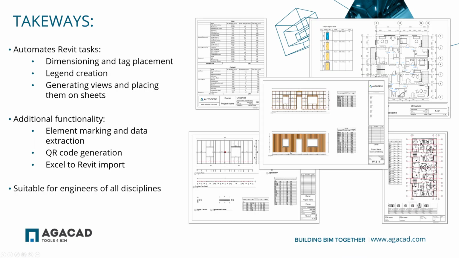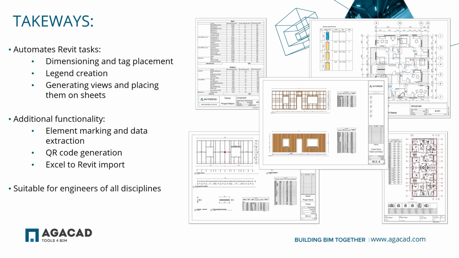So, some takeaways from today's webinar. Smart documentation can cut the time required to properly document the Revit model by automating the fundamental annotation features of Revit: dimensions, tags, legends, views, and sheets. And with this software, I can document my MEP project of this size in 15 minutes, which would take me about a couple of hours in plain Revit.